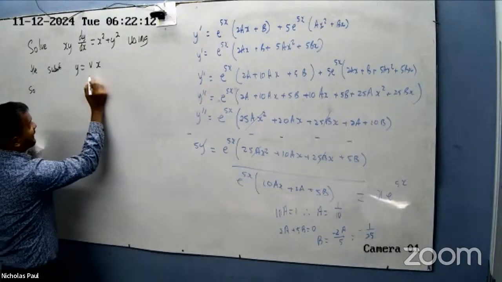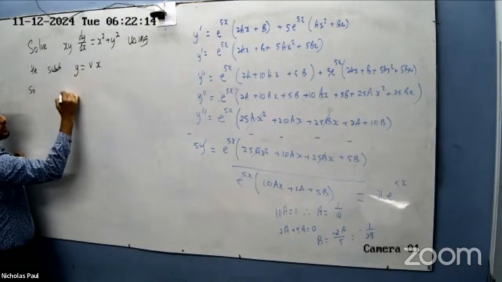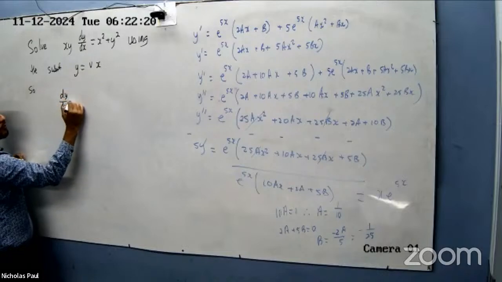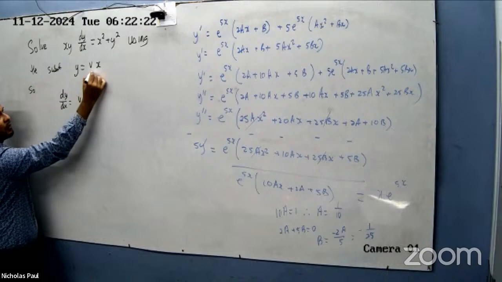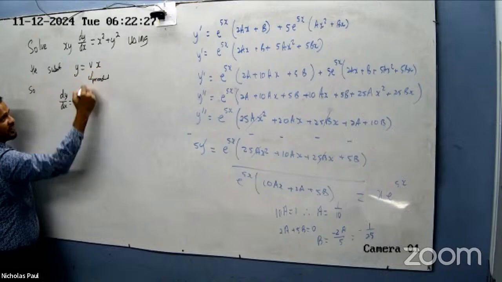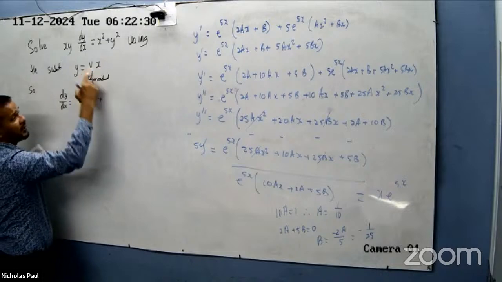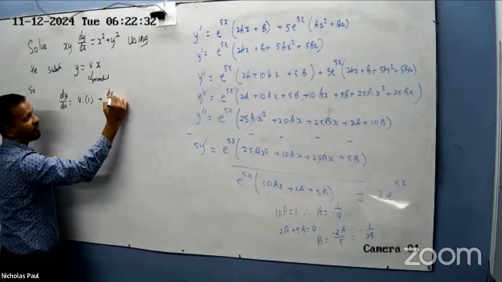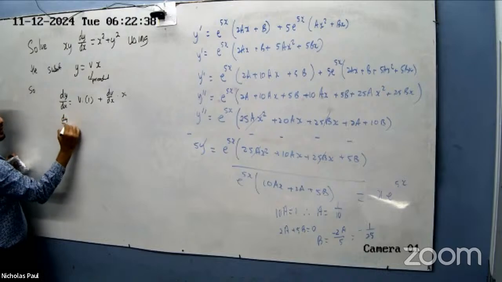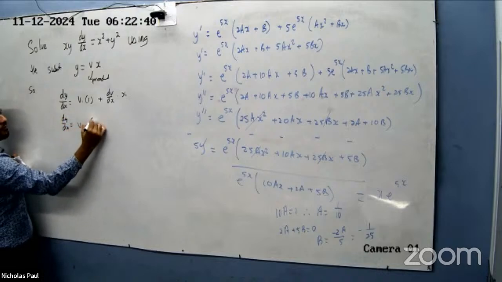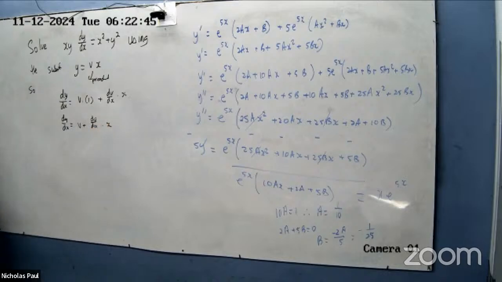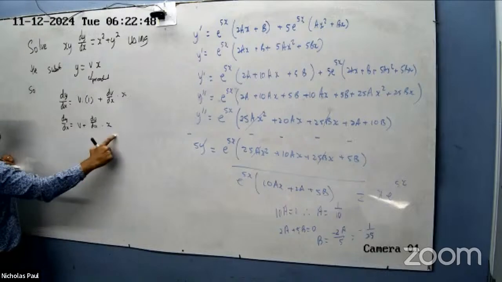In order to get dy dx, we're going to differentiate this. Remember, these are two functions in x, so to differentiate and get dy dx we are using the product rule. We write v, the differential of x is 1, plus the differential of v, which is dv dx, and then we write back x. So dy dx is equal to v plus dv dx times x.